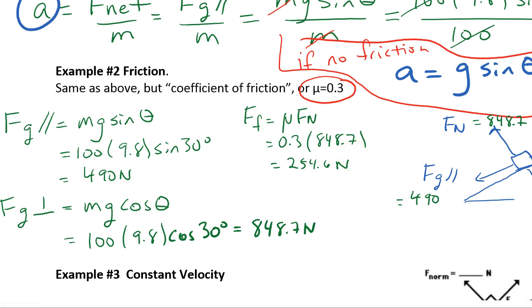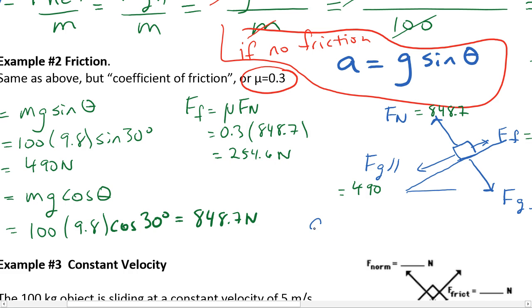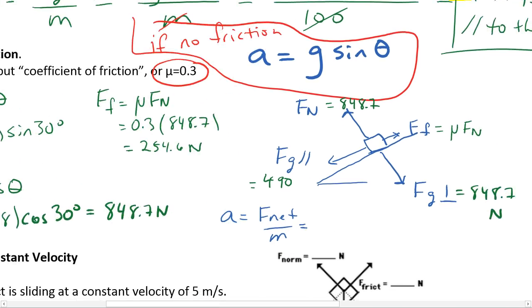Now we can say the acceleration is going to be equal to F net over m. Looking at my diagram, I realize that FG perpendicular and the normal force are going to be canceling each other out, and that these two are in opposite directions. So I'm really going to have FG parallel, 490, minus the force of friction. Maybe I'll write those words out first. I'll have FG parallel minus the force of friction, all divided by the mass.